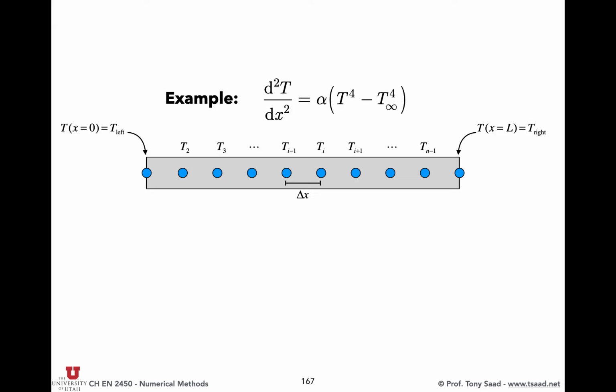Rather than having T minus T infinity, now I have T to the fourth minus T infinity to the fourth. That's the equivalent of the radiative heat transfer initial value problem we did with the lobster. Now we're cooking the rod in an oven, okay? But we're looking at the distribution of the heat inside the rod.